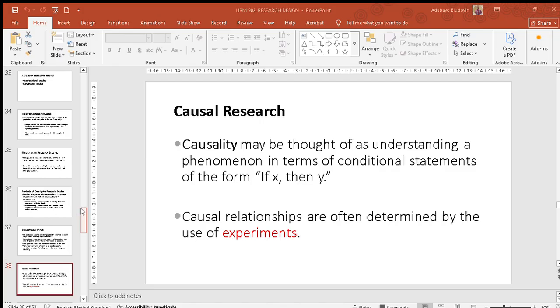So let's go to the third type. The third type of research design is causal research design. In this case we're talking about causality, when we have two or more variables. We have an independent variable, and we have a dependent variable.